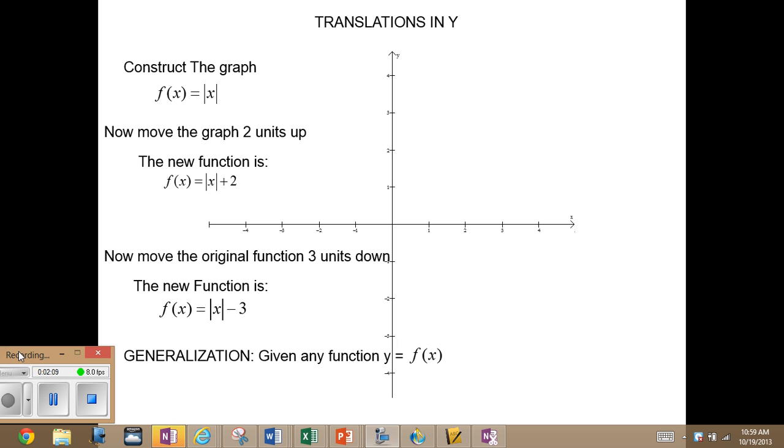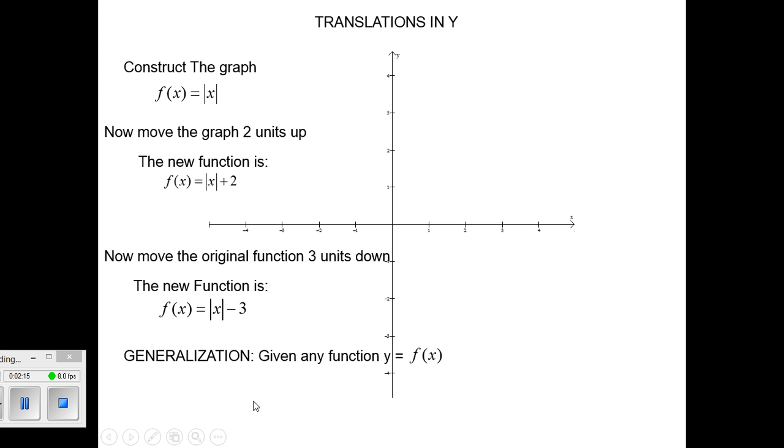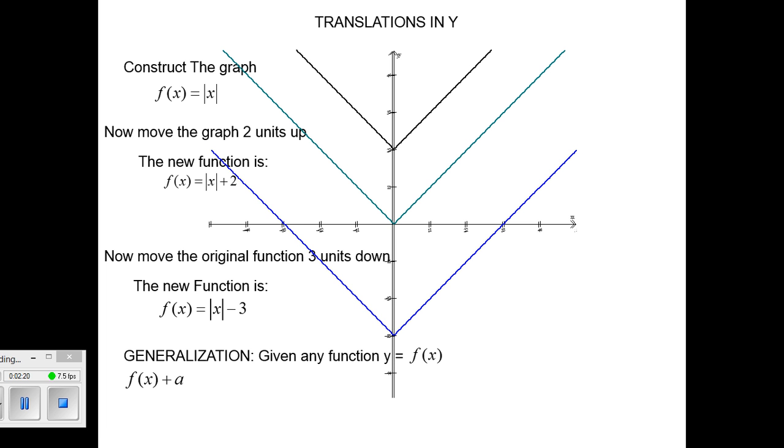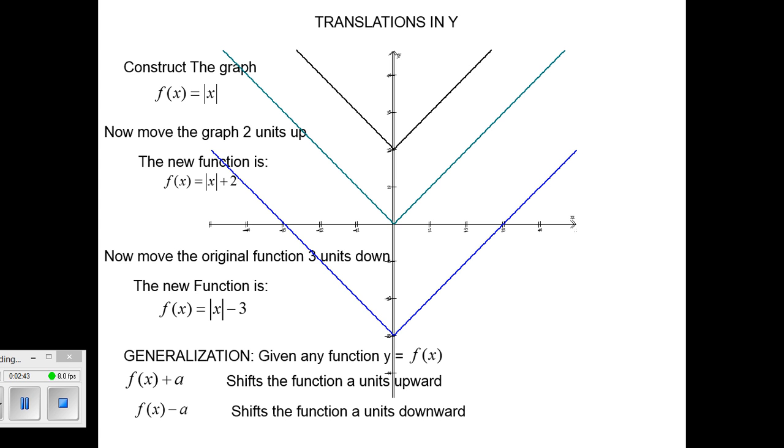So in general, we say if we start off with a function y equals f of x, or just f of x, and we alter it by adding some constant value to it, it will effectively move that graph up. It doesn't have to be just absolute value of x. It can be any graph, even more than just our basic 7 graphs. Okay, so f of x plus a shifts the original function up a units. f of x minus a will pull it down, or translate it down a units.